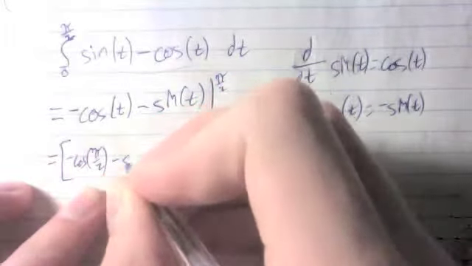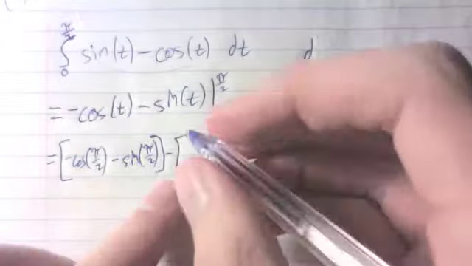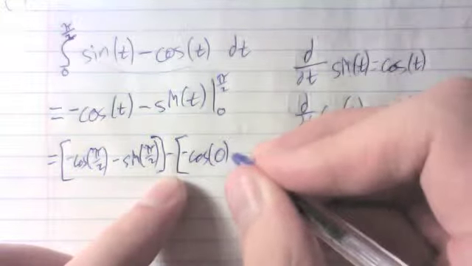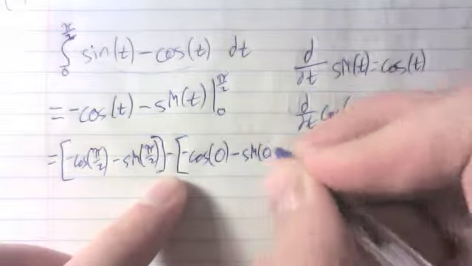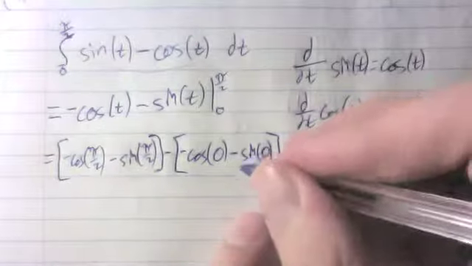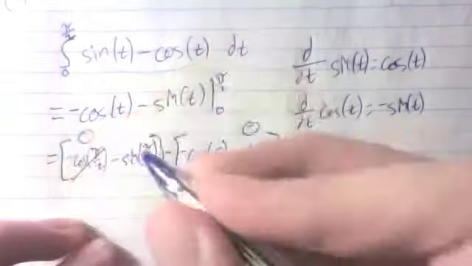So we have negative cosine of pi over 2 minus sine of pi over 2, minus negative cosine of 0 minus sine of 0. Okay, so we know the sine of 0 is 0, and we know that the cosine of pi over 2 is 0. So we're just left with two terms here.